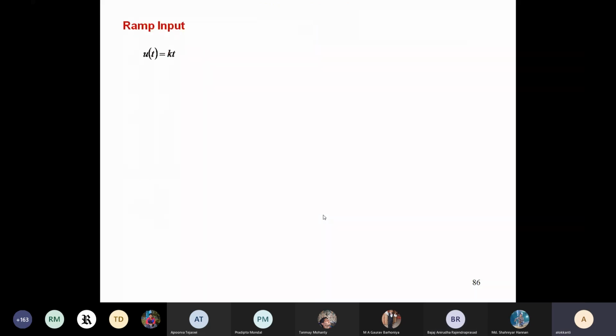Then there are different types. This is something called a ramp input. Ramp means u(t) is equal to kt. Just as t is increasing, it is also increasing. At t equal to 0, the value is 0. So it is having a slope of k. This is called the ramp input.